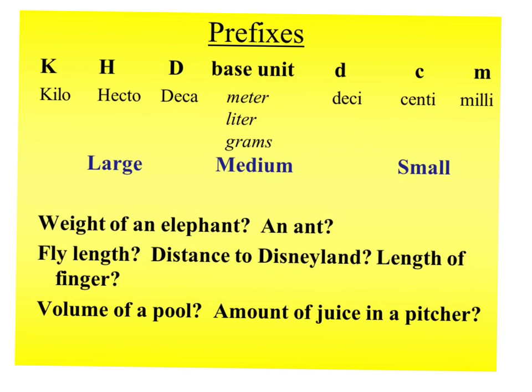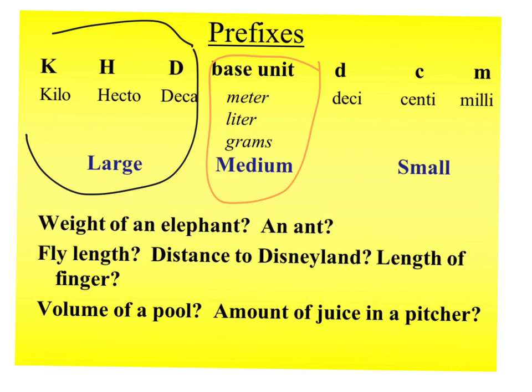So we have another chart here to explain. We have kilo, which we called King. King Henry, there's the hecto. D died, there's the deca. The base unit is right here, and it could be meters, a liter, or grams. So all of these on this side are large, and all the ones on this side are smaller. And the one in the middle is the medium, or the main one.